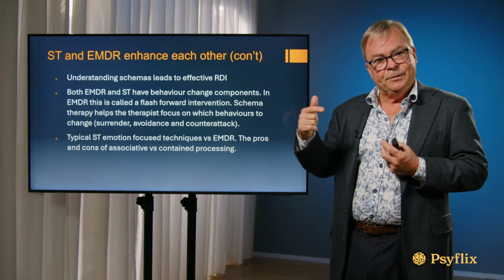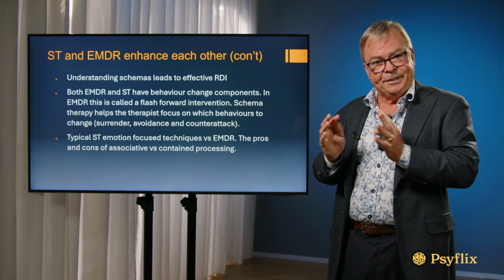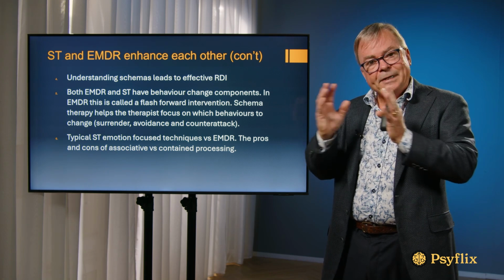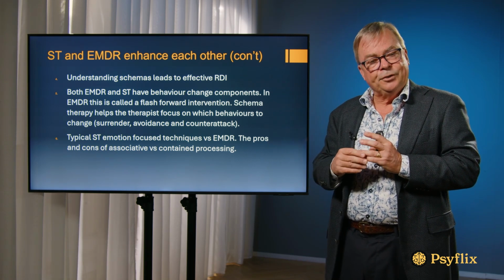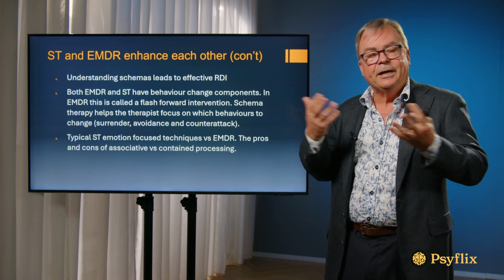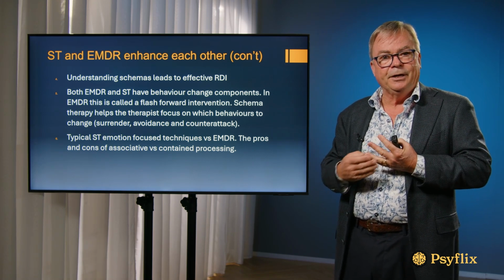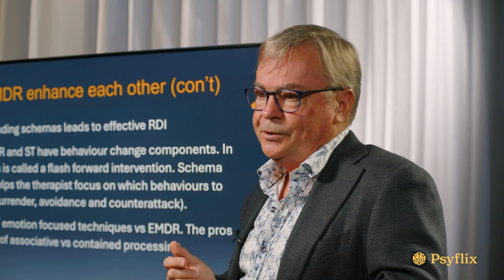It might be better to do imagery scripting first up to get a more contained response to one memory rather than using a version of EMDR that permits and encourages free association. Then after you're getting that change, then open up to using EMDR to get the generalization effects. So this would be an interesting idea, I think, that I would like to test out in another research study.